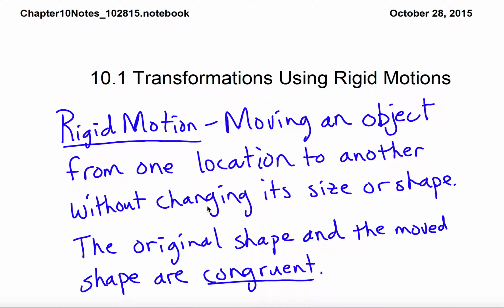size or shape. So in other words, if you drew a triangle, let's say you drew a triangle here, you would then move that triangle over to some other spot, and the triangle would stay the exact same shape. We call the original shape and the moved shape congruent because they're the same size and shape, they're just not necessarily in the same exact location.